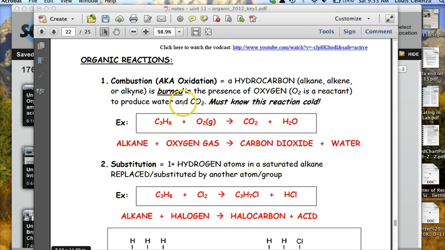If you remember, I believe it was back in Unit 5, we talked about the different types of reactions. We talked about synthesis, decomposition, single replacement, double replacement, and we mentioned combustion reactions. So basically, to identify a combustion reaction, just look for oxygen gas as one of the reactants, and carbon dioxide and water as the two products.